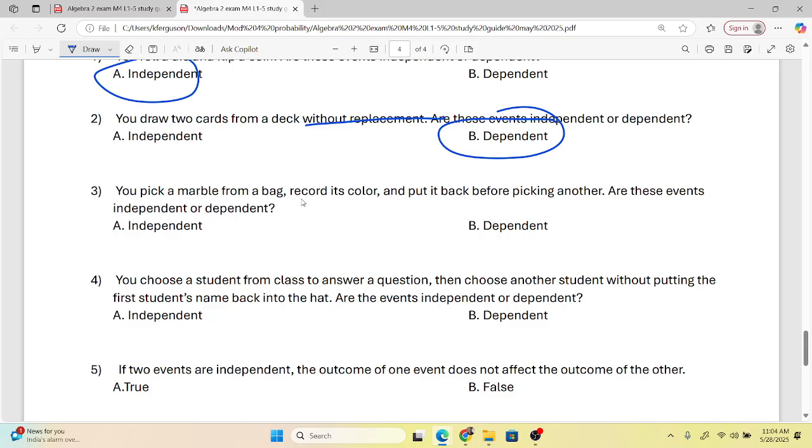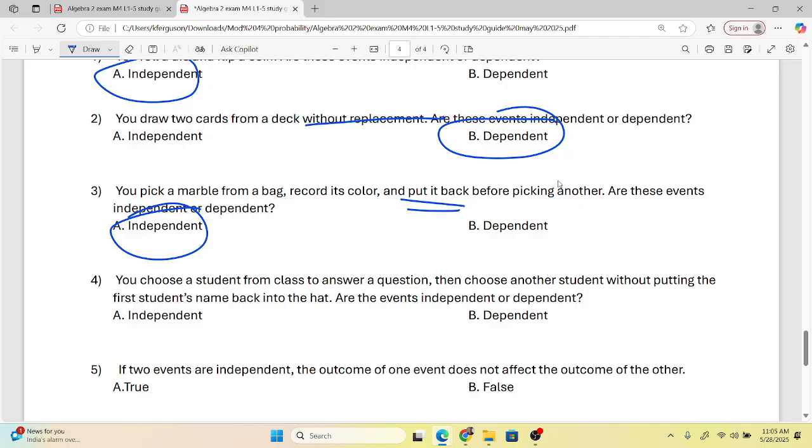You pick a marble from a bag, record its color, and put it back before picking another. Are they independent or dependent? Independent, because you put it back. Because you put it back, you don't affect the second event. So that's independent.